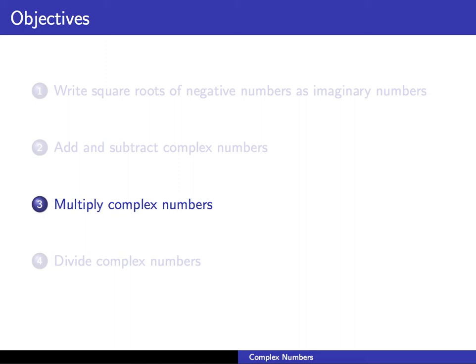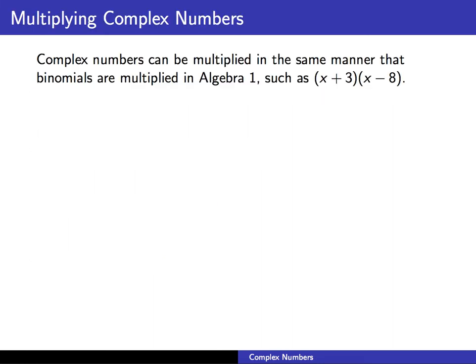Alright, in this video we're going to look at multiplying complex numbers. Complex numbers can be multiplied much in the same manner that binomials are multiplied in Algebra 1, such as (x + 3)(x - 8). We can distribute the x to the x - 8 and then distribute the 3 to the x - 8, combine our like terms, and we'll be done.